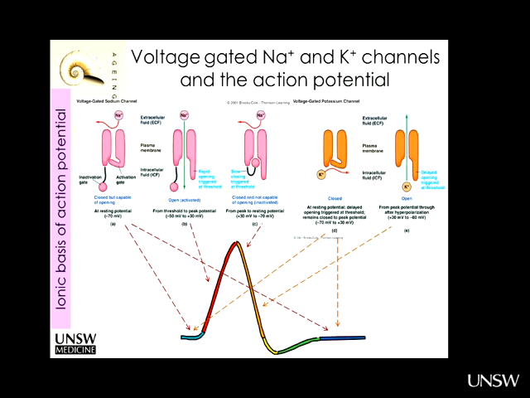Concentration gradient, thank you. So yes, we have lower concentration of sodium inside and higher concentration of sodium outside, but on top of that, we've got overall negative charge inside the axon compared to the outside. So the negative charge is attracting sodium ions to come into this axon.